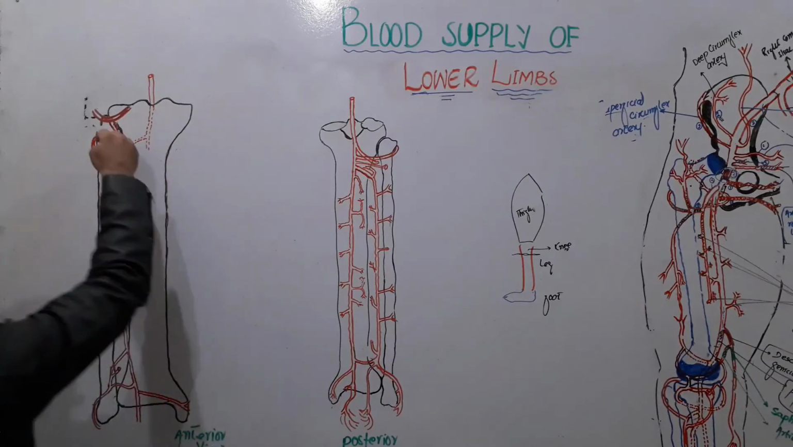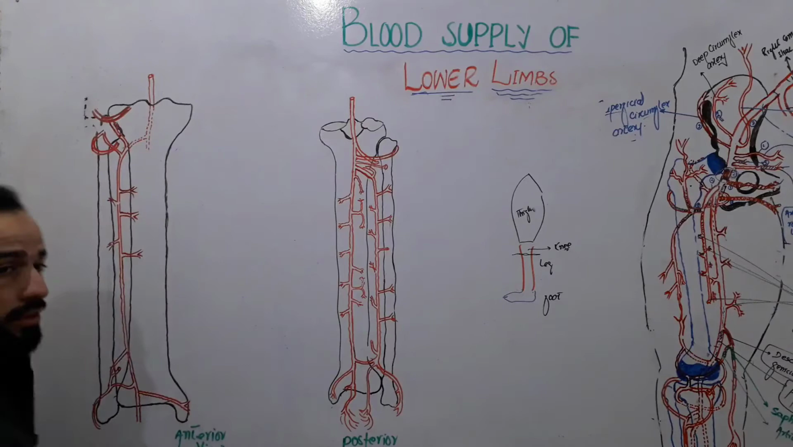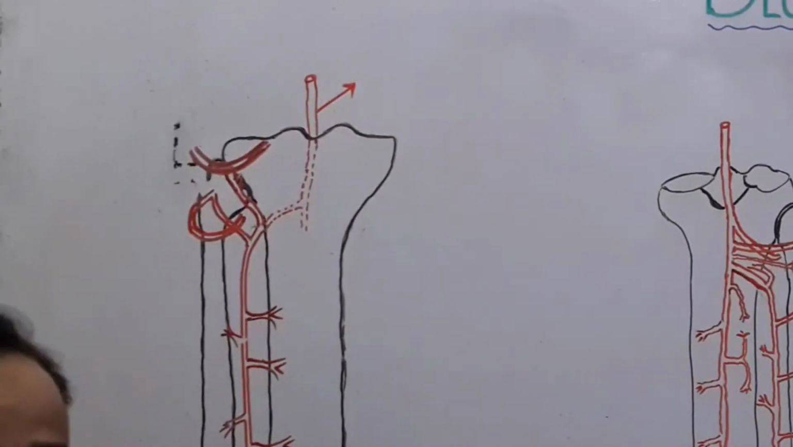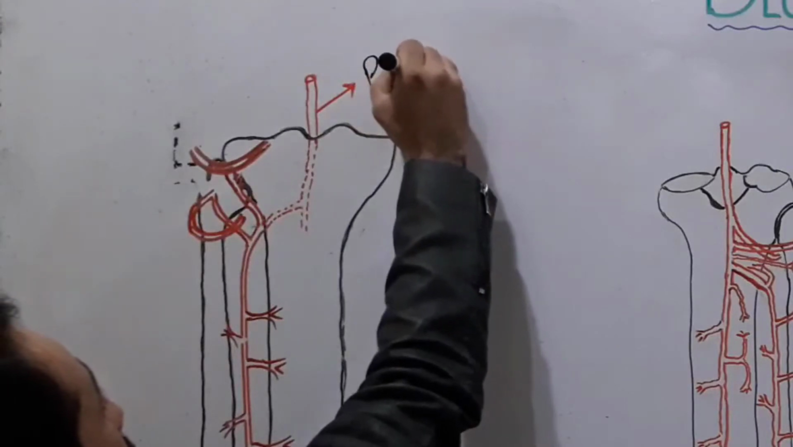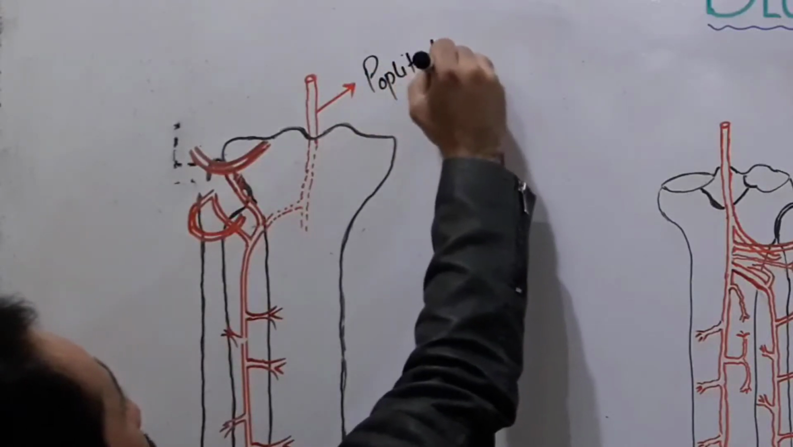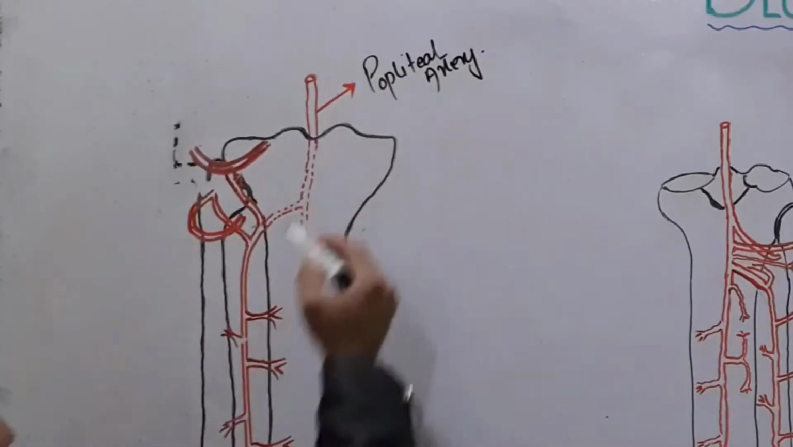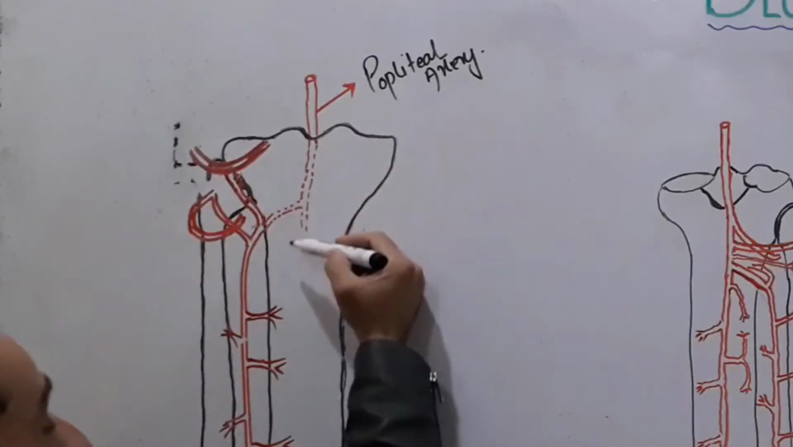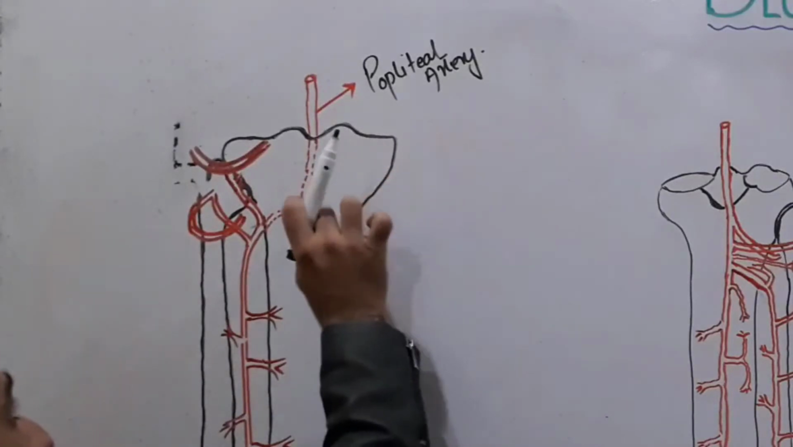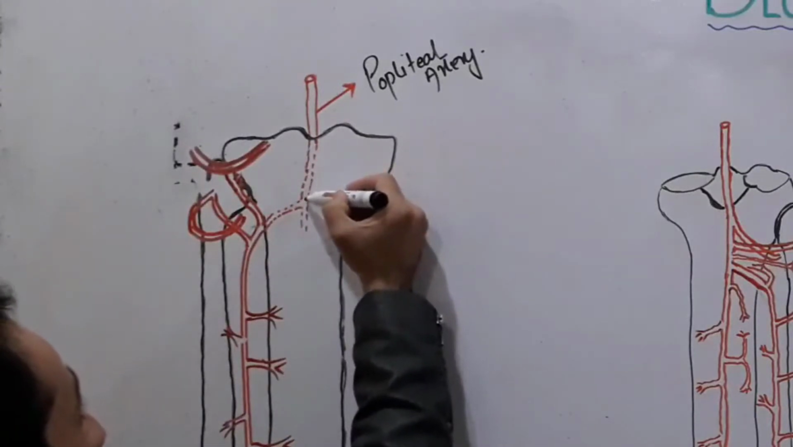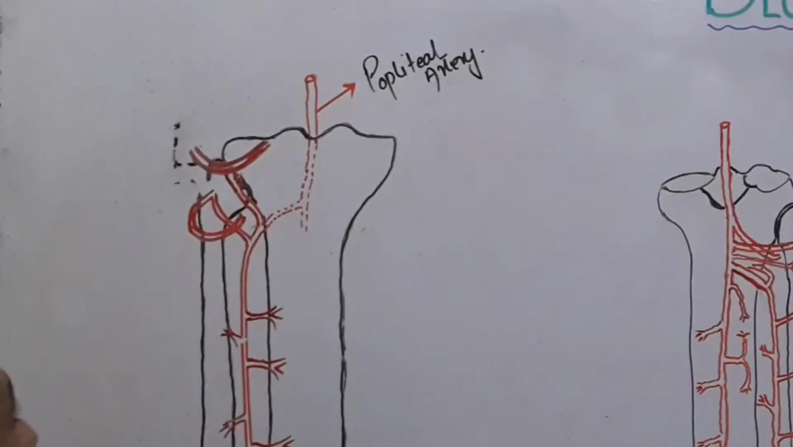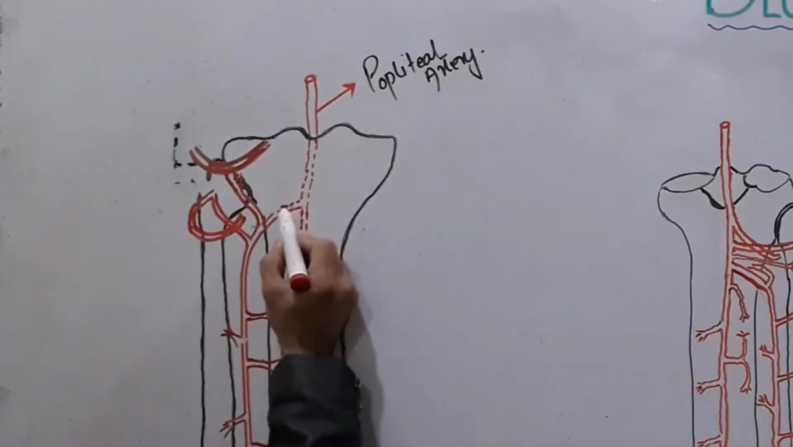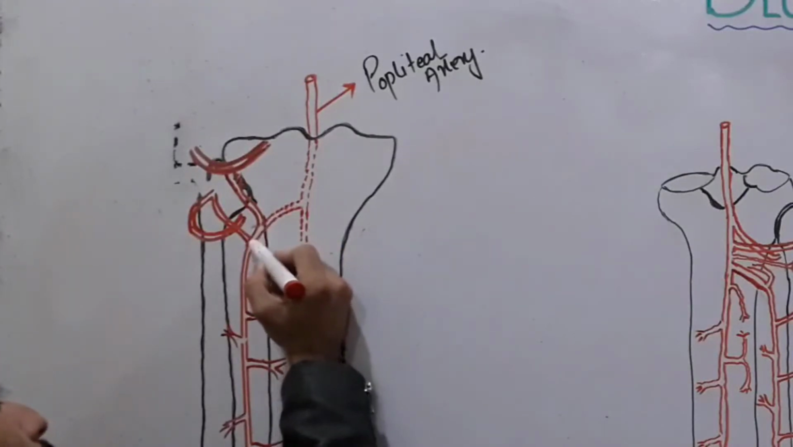Now let us see the branches of the anterior tibial artery. First of all, everyone knows that this is our popliteal artery. Look carefully. As this is the anterior view, the popliteal artery goes down through the popliteal fossa up to the popliteus muscle. As it goes behind the tibia bone, I have mentioned it in dotted manner. Now you can see that this popliteal artery gives off two branches. One branch is here and the other branch is here, represented in dotted manner and now shown in dark manner.